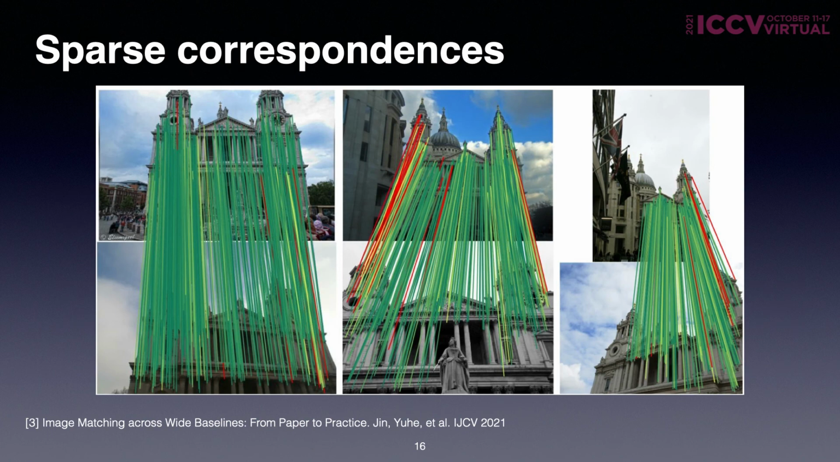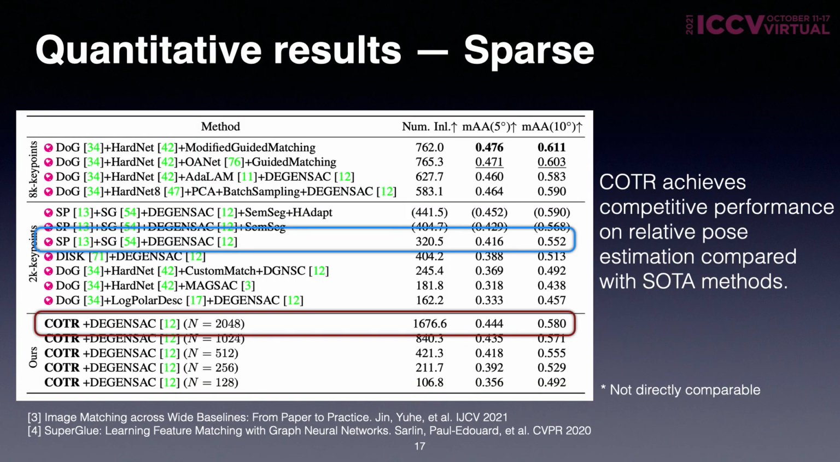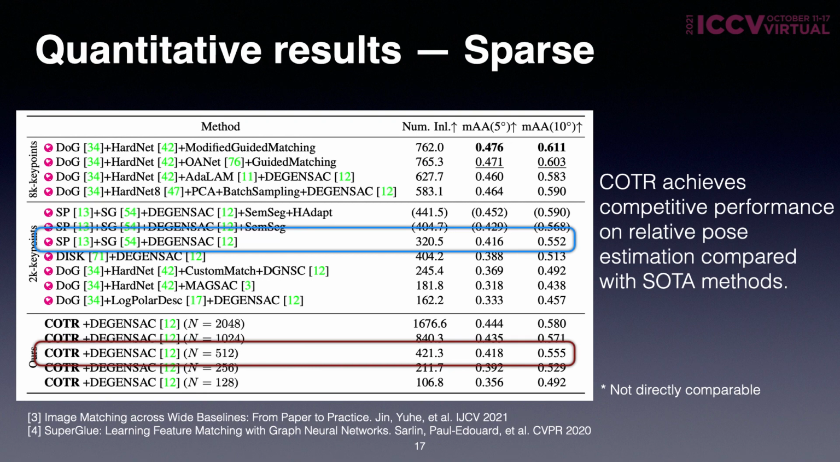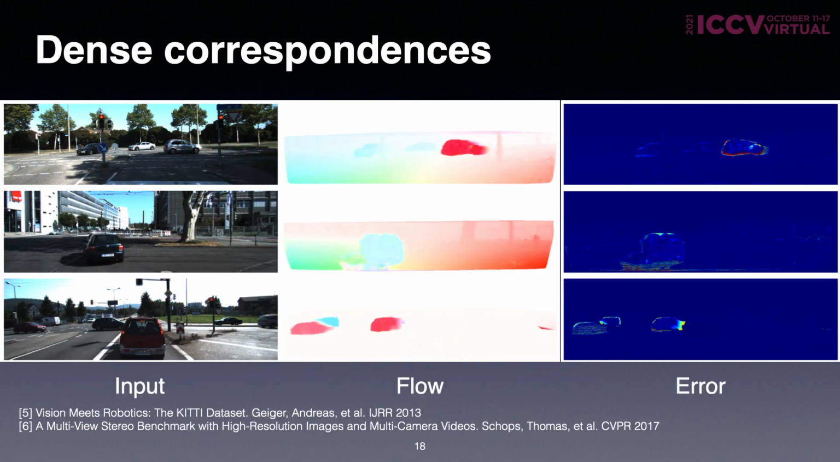Here are some qualitative results on sparse correspondences. COTR can predict correct correspondences even with large scale and perspective changes. Here are some quantitative results on the Image Matching Challenge. Our method with 2K correspondences has better performance than SuperPoint plus SuperGlue without semantic masking. And COTR is still competitive with as few as 500 correspondences.